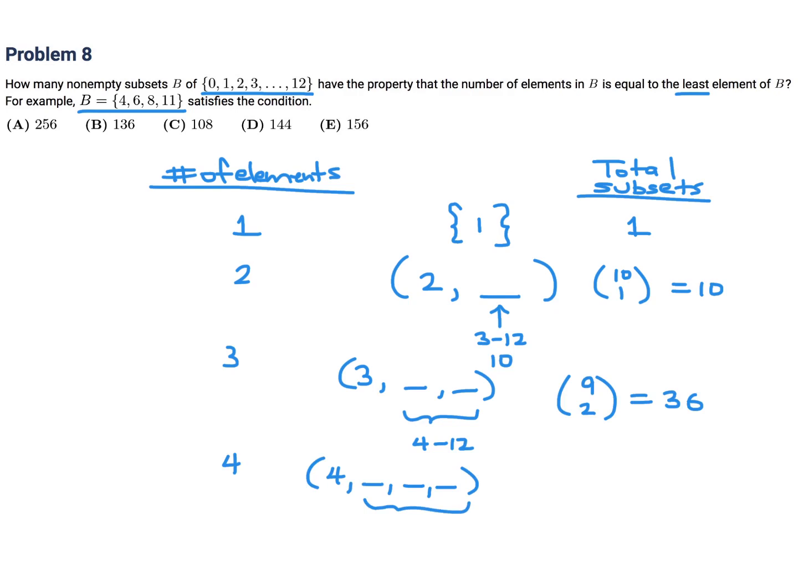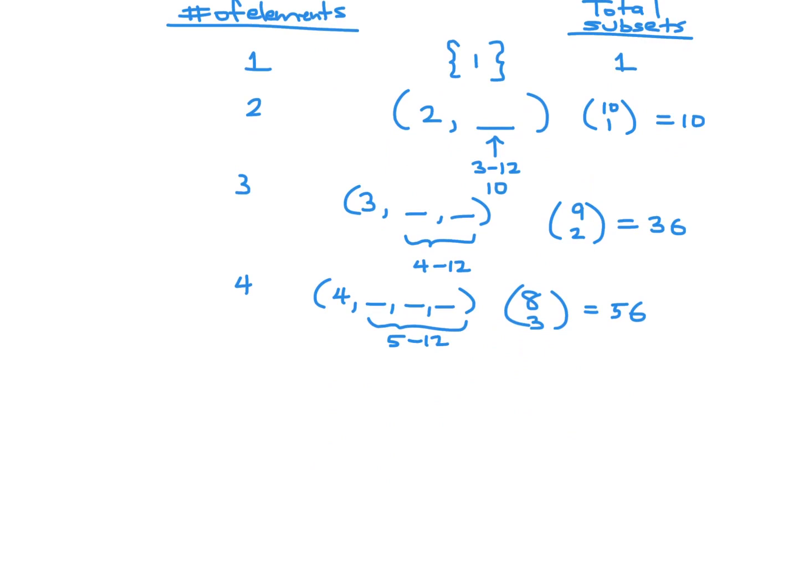4 elements: 4 and then 3 additional elements. And these numbers can be anything from 5 to 12, which is 8. So from those 8 numbers, you can choose 3. And that's 56. Okay, I think I'm on a roll.